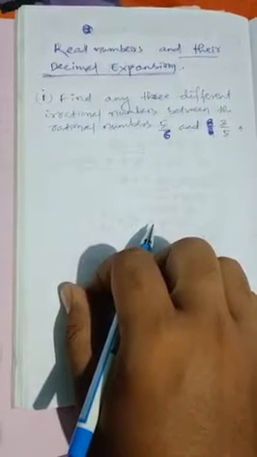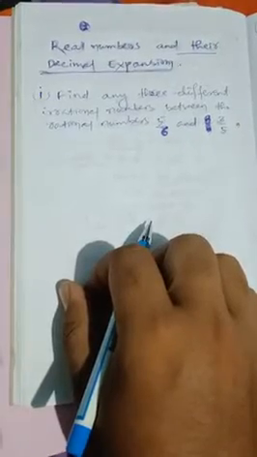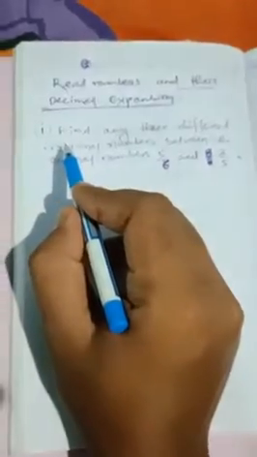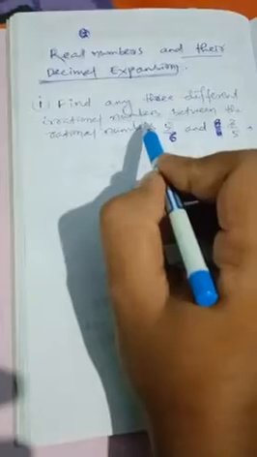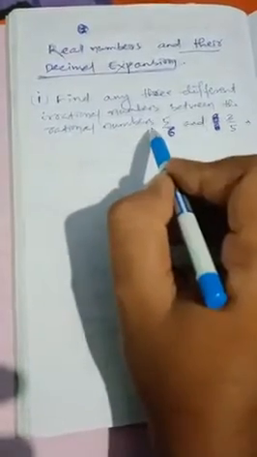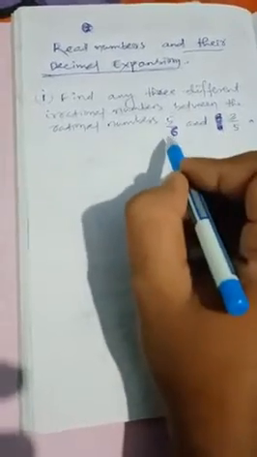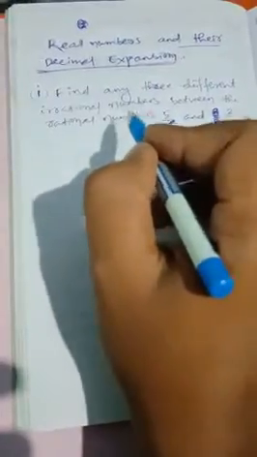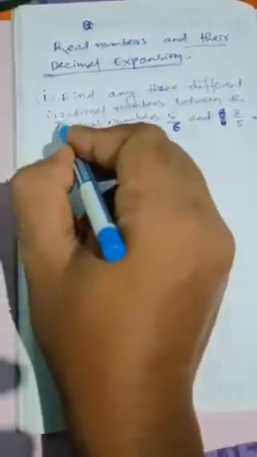So, here are a few examples. Let us discuss. Here, the first question is: find any three different irrational numbers between the rational numbers 5 by 6 and 3 by 5. And you know that both 5 by 6 and 3 by 5 are rational numbers, and we have to find three irrational numbers in between the two numbers.